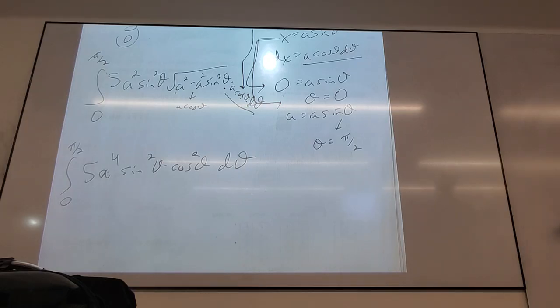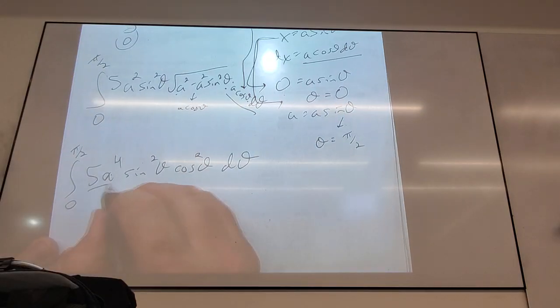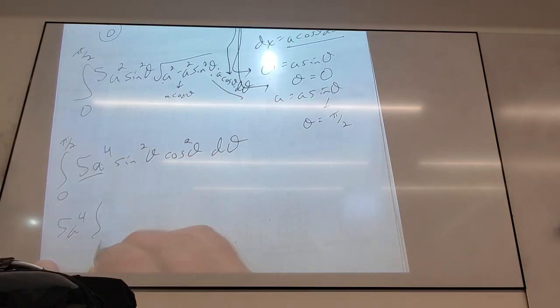Sine 2 theta. So what's sine theta cosine theta? 1/2 sine 2 theta. So you could replace that with 1/2 sine 2 theta, all squared. But now it's your choice. I could take the 5a4 out, it's just a constant.